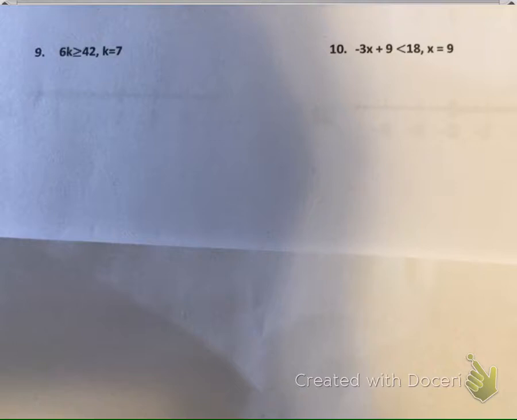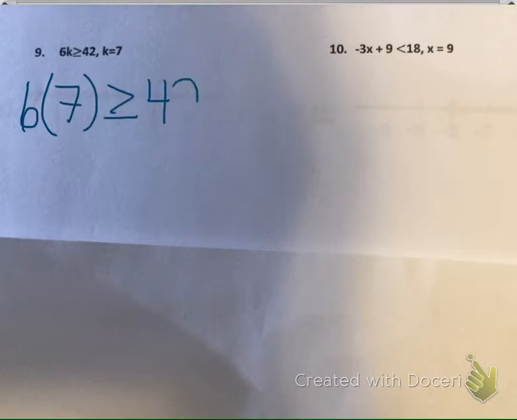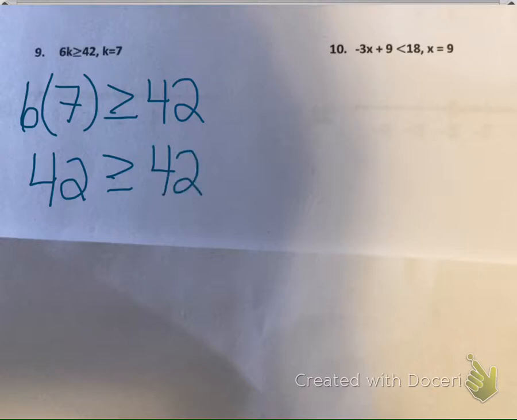Number 9, we have 6k is greater than or equal to 42. So we are going to plug in 7 for k, so 6 times 7 is greater than or equal to 42. Well, 6 times 7 is 42. Is 42 greater than or equal to 42? That is true. It is equal to, so that works.